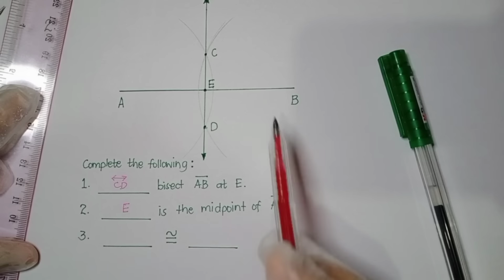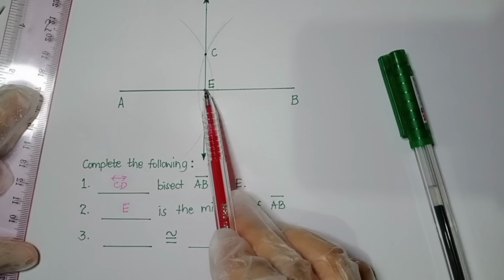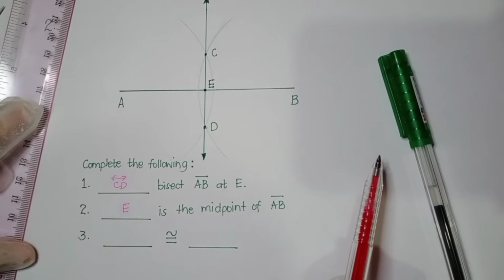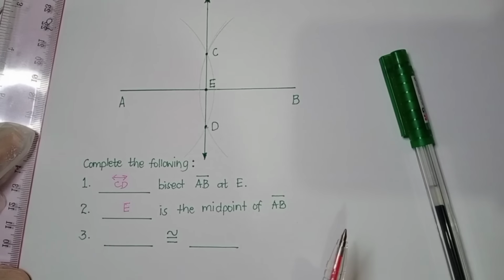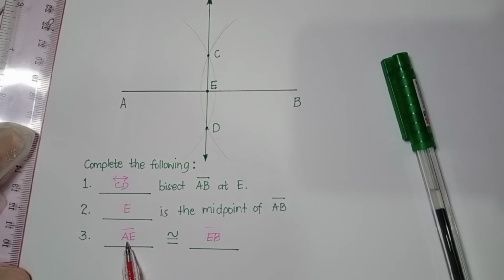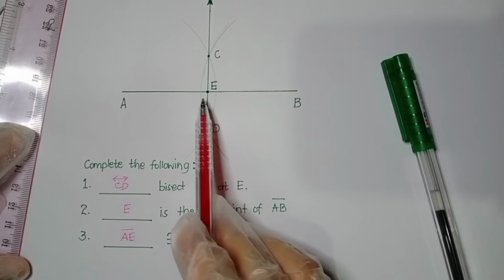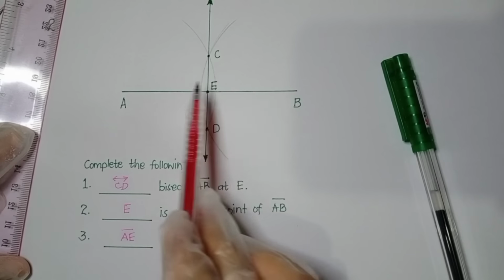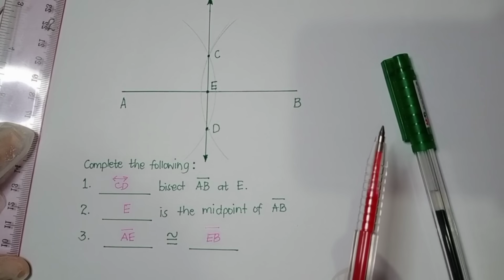Okay? And then, since midpoint nga siya, ang ginagawa ng midpoint ay hinahati niya yung segment into two congruent parts. Therefore, ano yung dalawang segment na congruent? So, we have segment AE is congruent to segment EB. Why? Kasi this is the midpoint. So, kapag meron tayong midpoint, automatic, it divides the segment into two congruent segments.